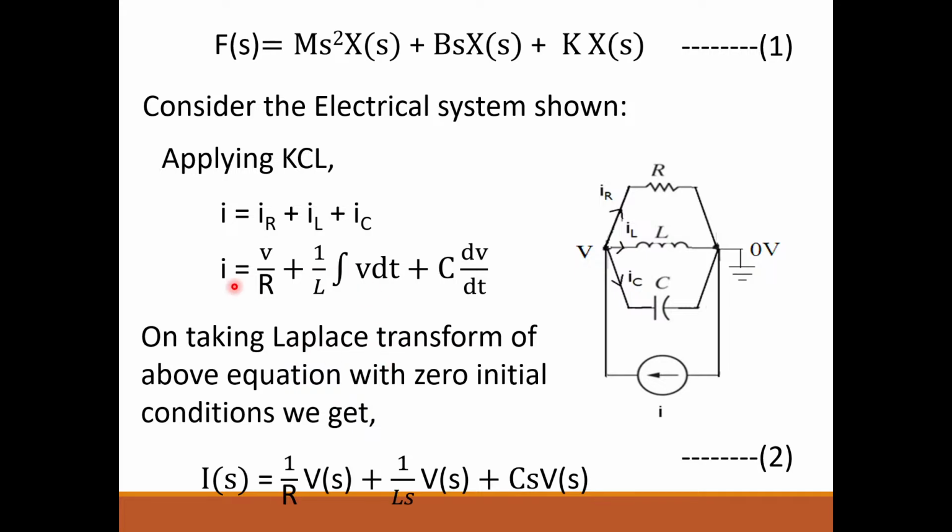Now apply Laplace transformation to this equation. If you apply Laplace transformation to this equation, what do you get? I of S is equal to 1 by R into V of S, since R is constant and V is the variable, plus 1 by L integral of V dt, which is 1 by S V of S, plus C into dV by dt, which is S into V of S. This is our equation 2.